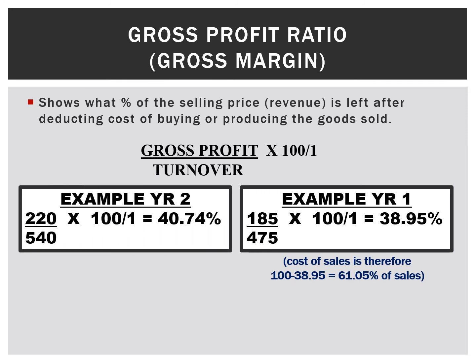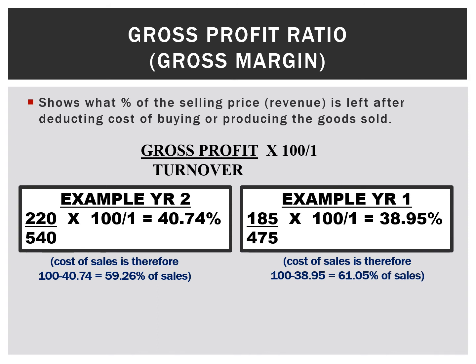For year 2, the gross margin's gone up slightly to 40.74%, and that immediately tells us that cost of sales for that year accounts for 59.26% of revenue.